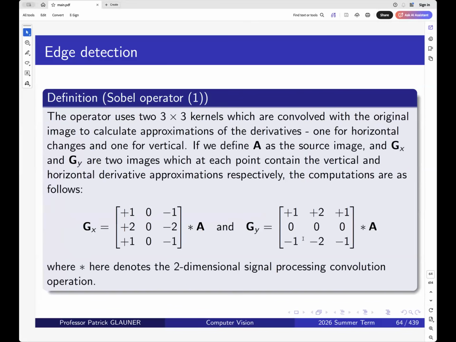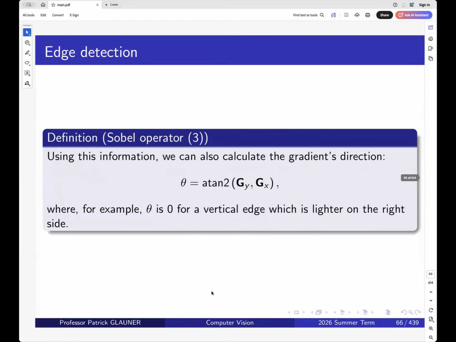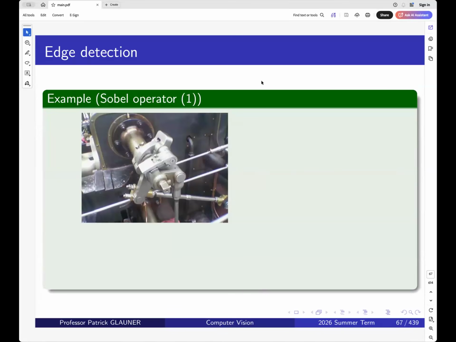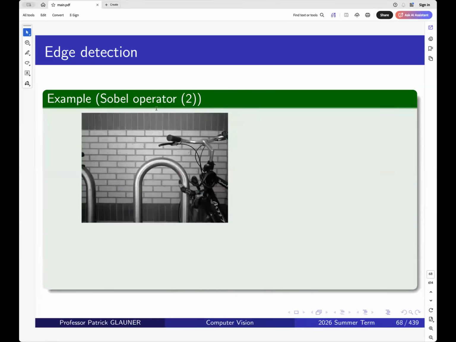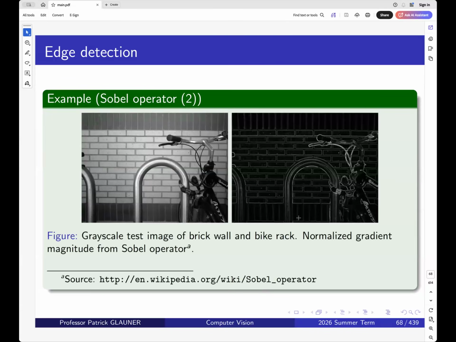But for now, we just stick with these definitions of gx and gy, and then the magnitude as well as the angle that I mentioned here with atan2. And this was the example. There's another example. We have this image here, maybe from some train station or bus stop where you can put your bicycle. We would get this from the Sobel operator.